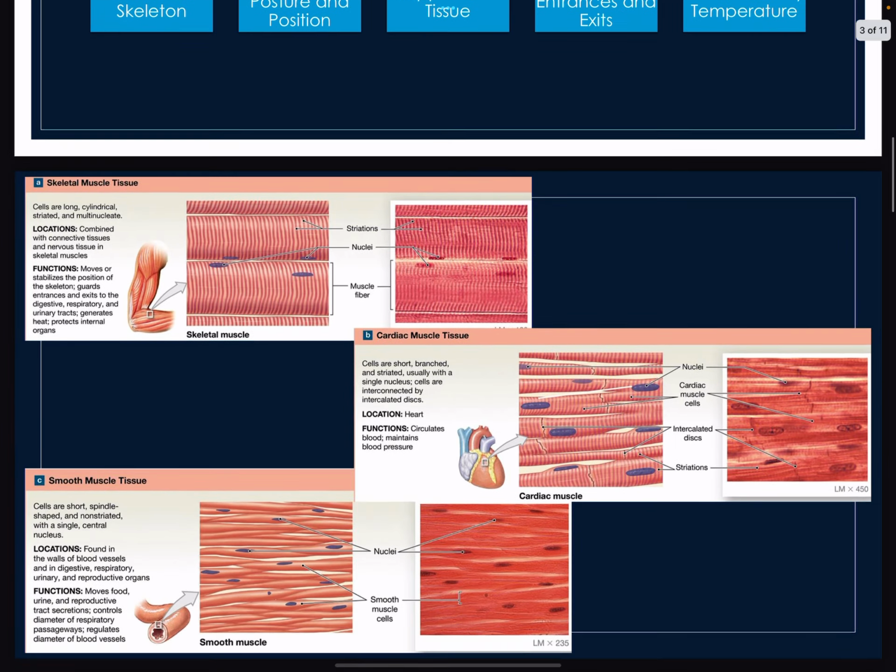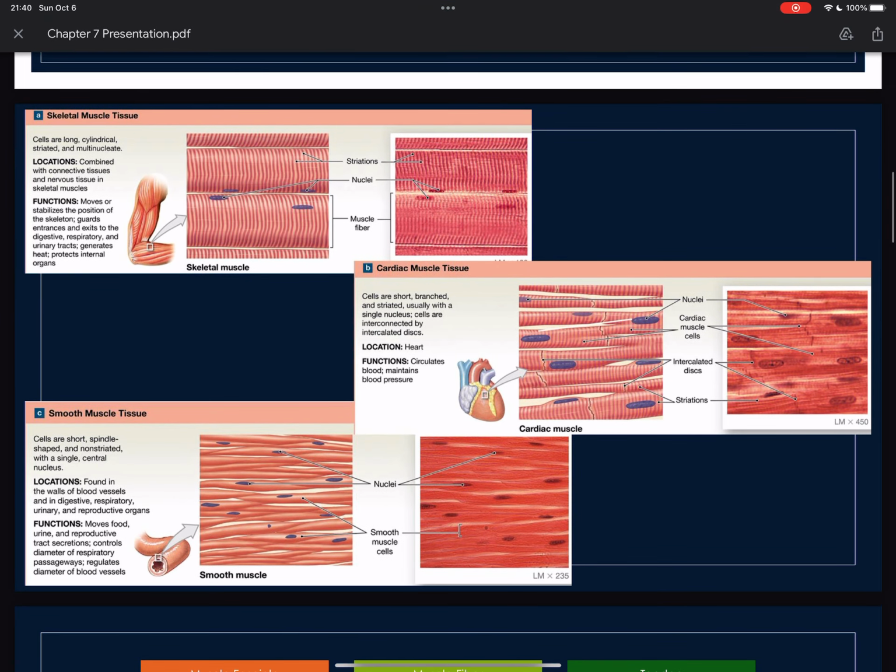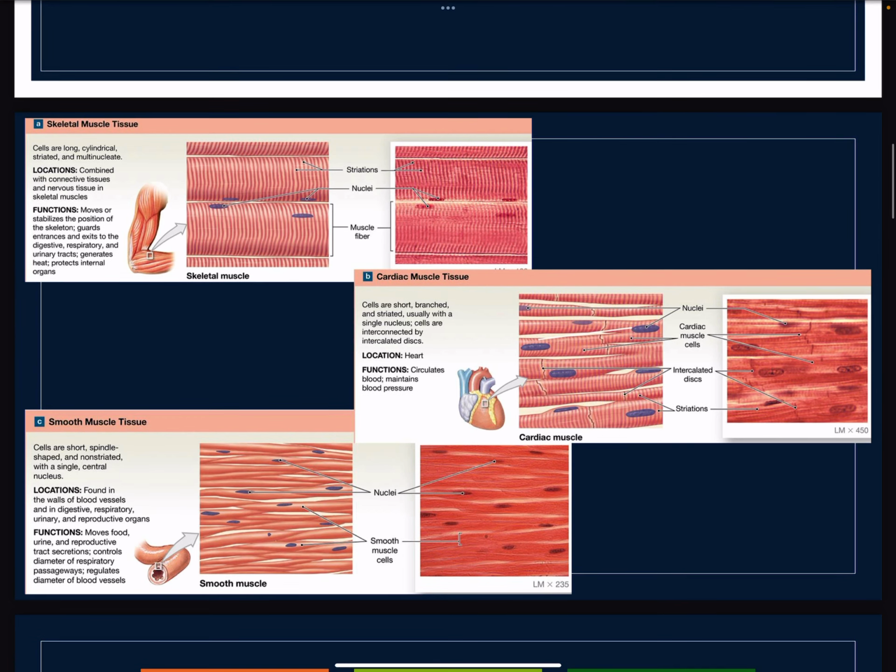So all very important. And when we talk about the skeletal system, we talk about 3 different types of muscle tissue: skeletal muscle tissue, cardiac muscle tissue, and smooth muscle tissue. And when it comes to skeletal muscle tissue, the cells are long, cylindrical, striated, and multinucleate, which means that there are multiple nuclei.